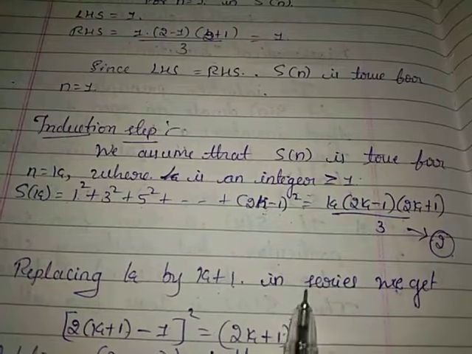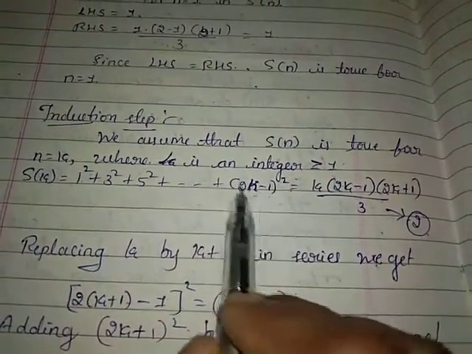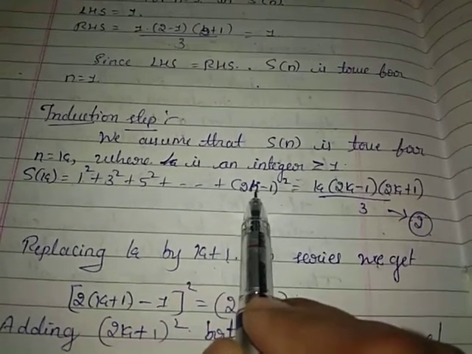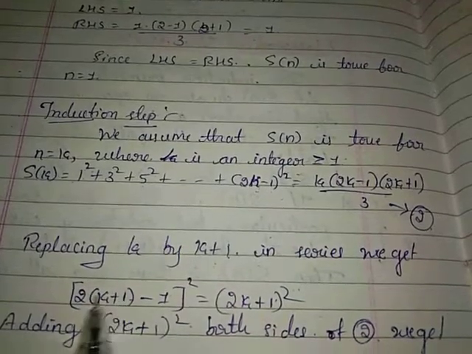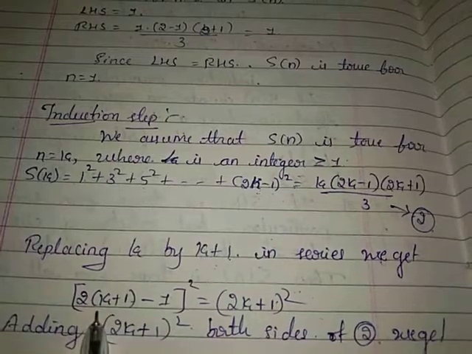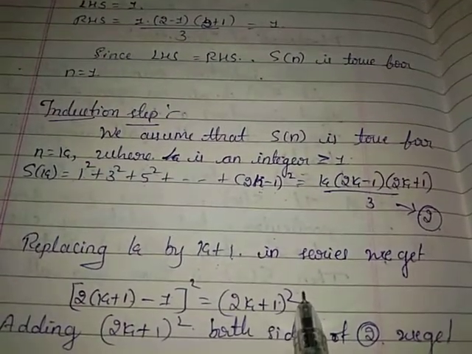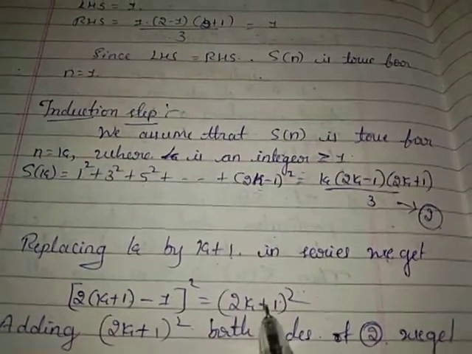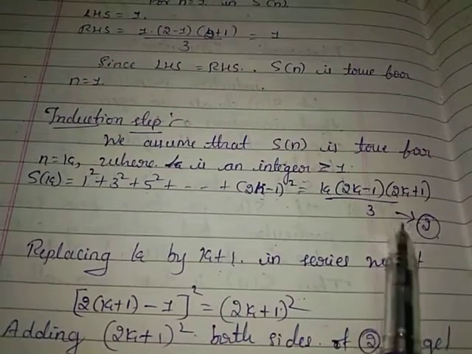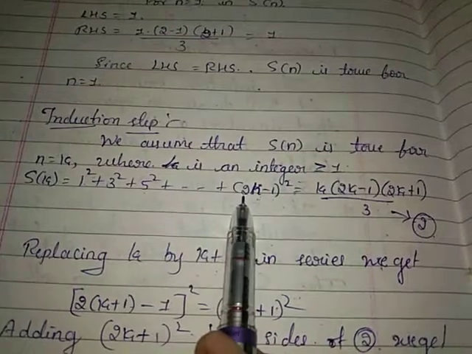Before going to the next step, in the last term of this LHS, (2k minus 1), just replace k by k plus 1. When you replace k by k plus 1, it becomes (2 into (k plus 1) minus 1) whole square. Open the bracket and simplify. We get (2k plus 1) whole square. So consider this term and add it on both sides, LHS and RHS, of equation 2.